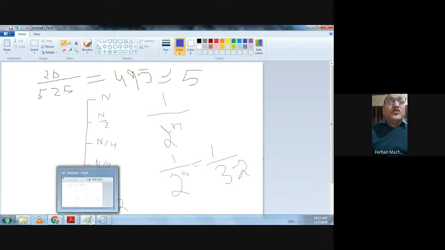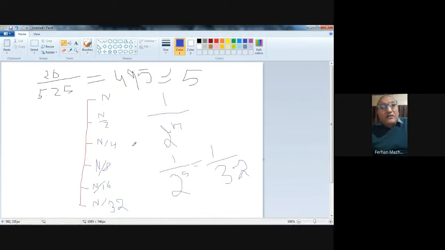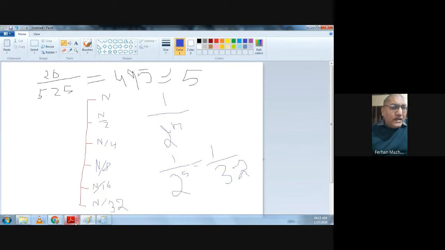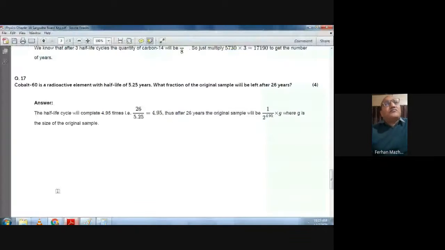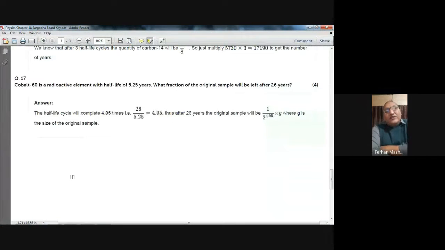But you see, we rounded off 4.95 to 5. In the marking scheme, they have not rounded it off, so you can do it like this also. Kindly write both answers. You should know both techniques. The difference between theirs and ours is that we rounded off 4.95 to 5, but they have not.